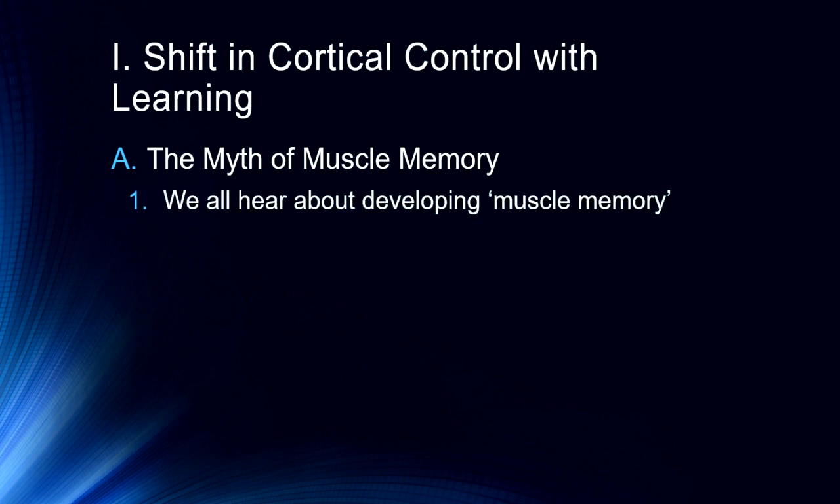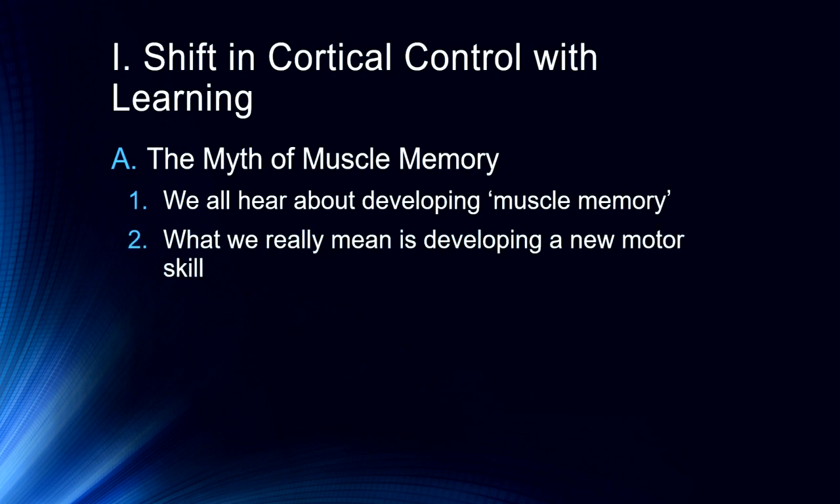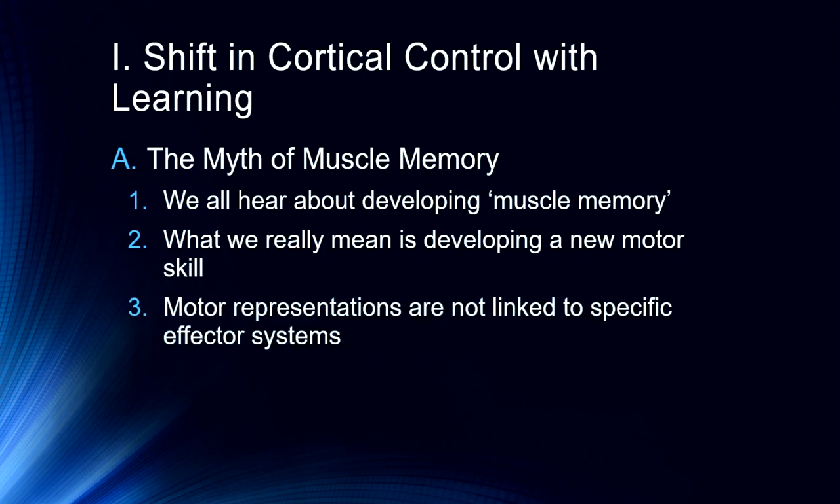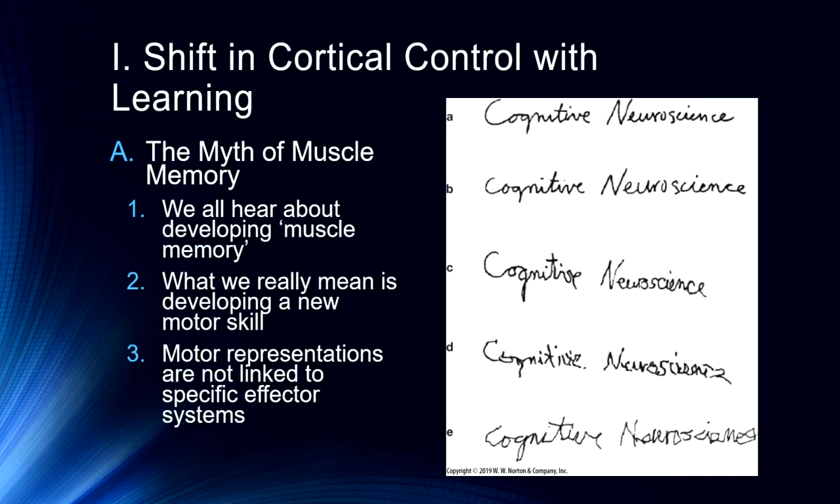So we all hear about this idea about developing muscle memory. Athletes talk about it, coaches talk about it, the military talks about it. Basically what they're really talking about is developing new motor skill. Not anything that's tied to a muscle, but a particular motor plan or sequence of motor events. And what's important to understand about most of our motor skills is they're not linked to a specific effector system. That is, they're not tied to specific muscle groups. They're actually a cortically represented motor plan.